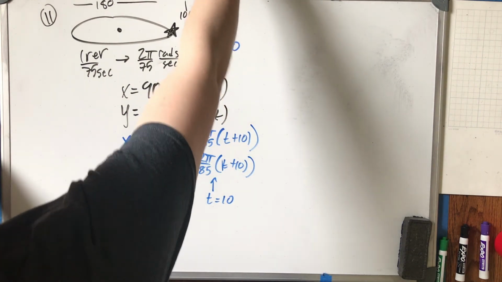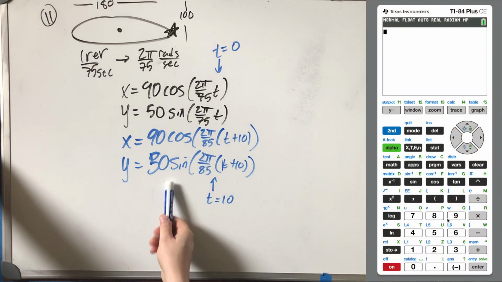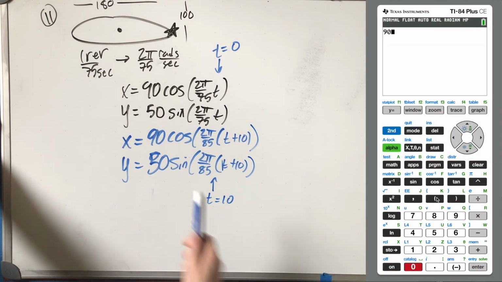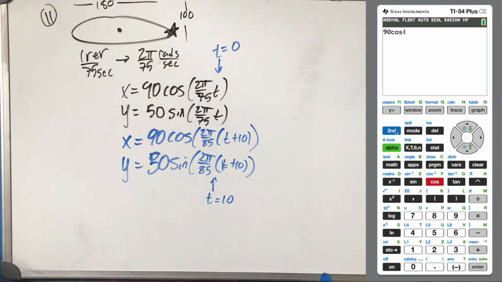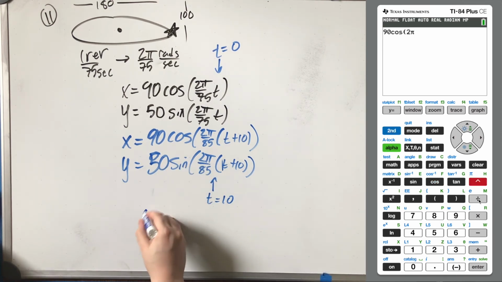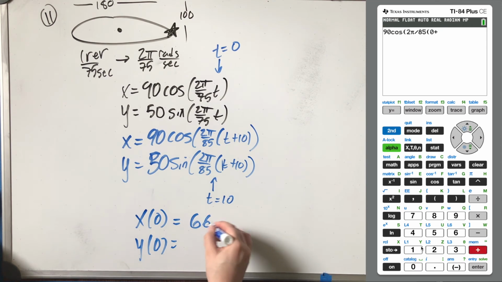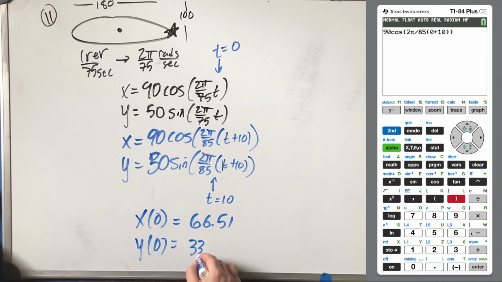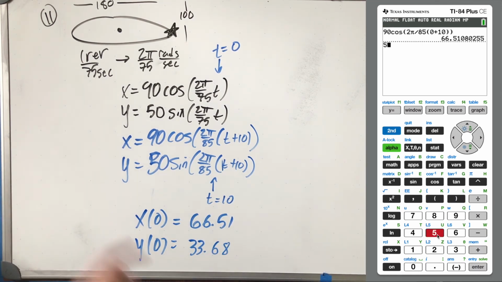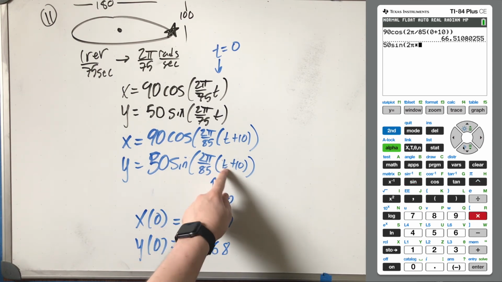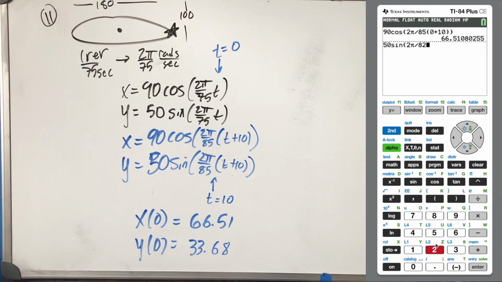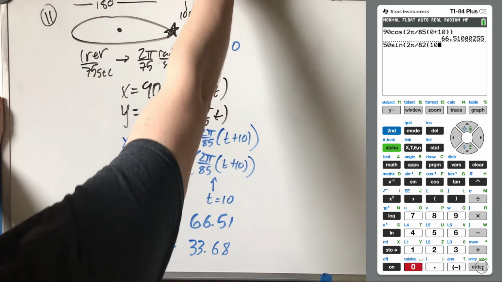We want to figure out what the position of this person is right here at t equals 0. So I'm just going to basically model that. I'm doing x of 0 and y of 0 in the calculator, and you should get 66.51 and 33.68. And there you have it. The tricky part about this one is how to handle that 10-second head start, but it's not too crazy once you get the hang of that.